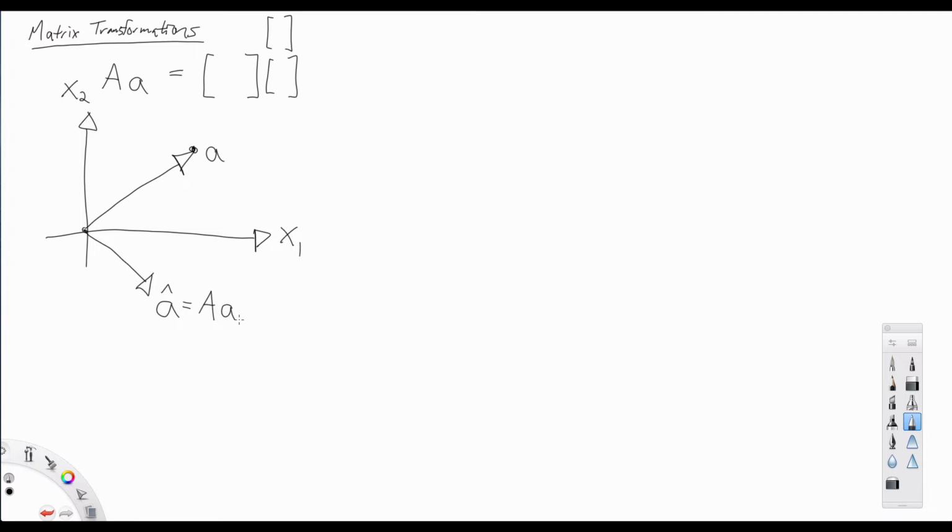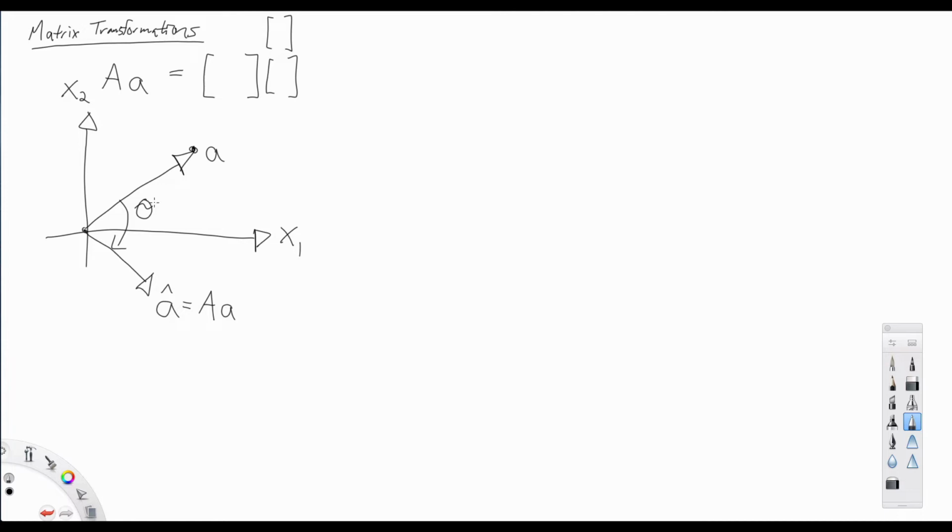And in this case, there are 2 things that happened. The length of the vector was reduced. So there was a scaling or a magnitude effect. But in addition to reducing the length, there was a rotation. We rotated the vector by some angle theta clockwise, at least the way I've represented it here.